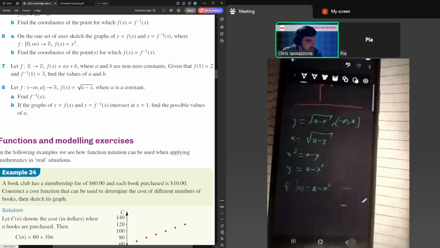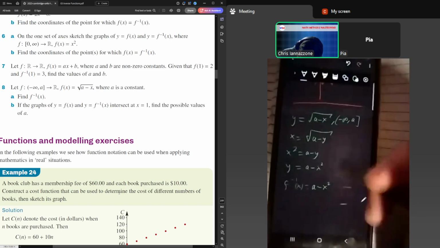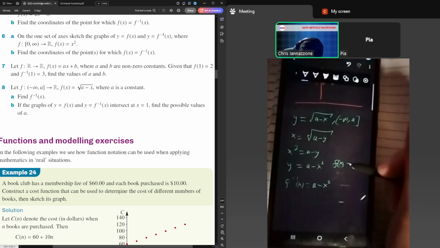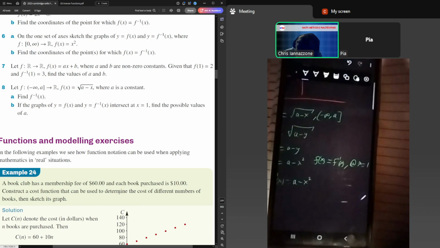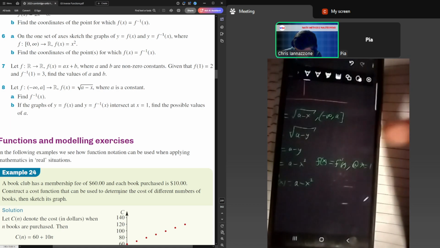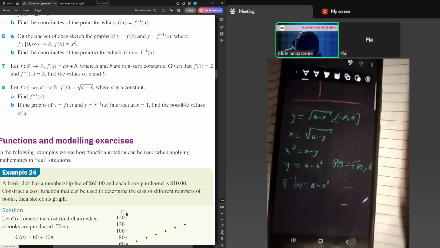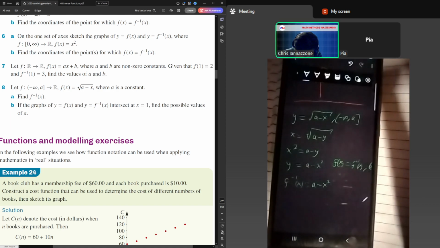Cool. Now the next part is the graphs of f and the inverse intersect at x equals 1. From that, what must the possible values of a be? So basically, f equals f inverse at x equals 1. That's what that piece of information was telling us. What do you think we might do to solve for possible values of a? Would we sub in x equals 1? Yeah, we can sub in x equals 1. Where?